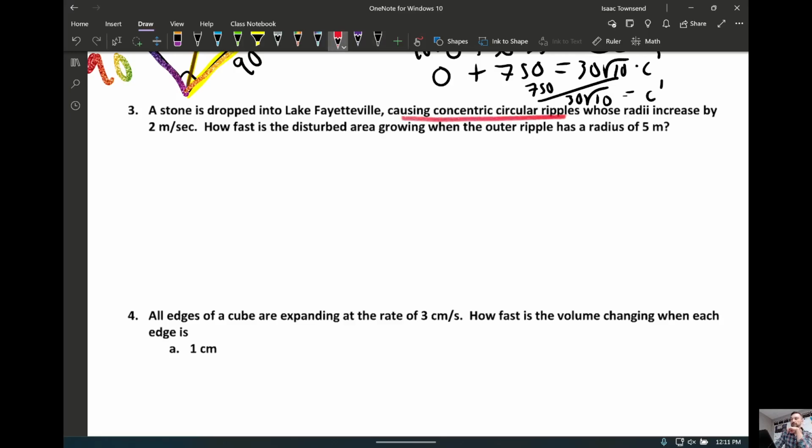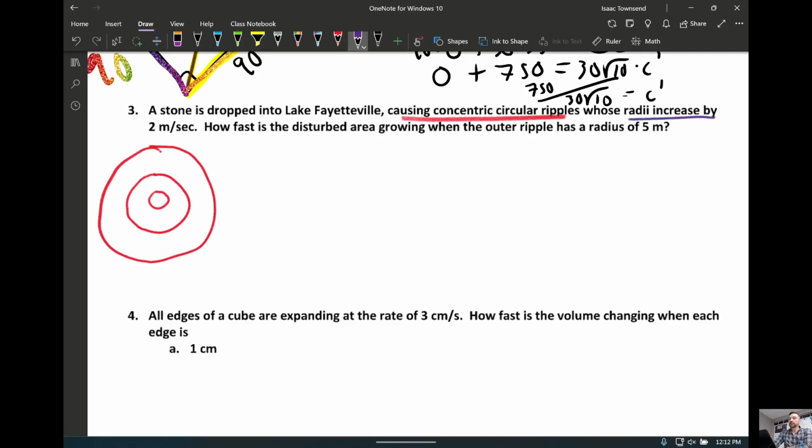Circles. Okay, more specifically, many circles. Concentric circles. Okay, so circles within a circle, like when you drop a pebble into the water. So there's my picture. It looks like a target.